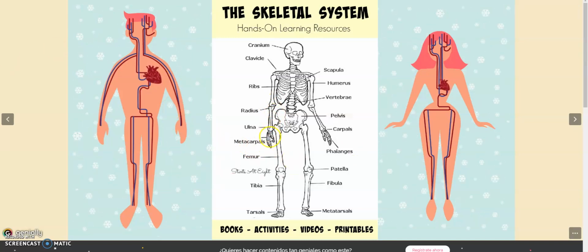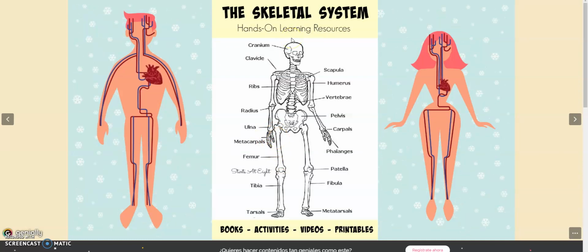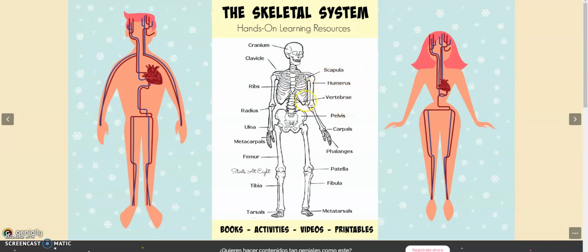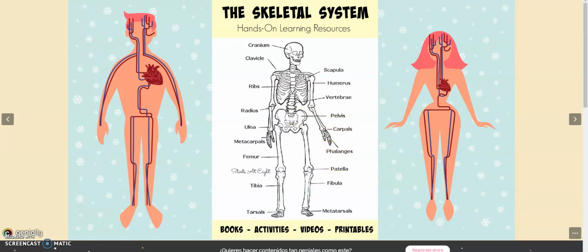The metacarpals, here, these ones, and the femur. Sorry, femur, I'm sorry. The femur, this one, the longest bone in our body. Es el hueso más largo de nuestro cuerpo, the femur. Then the tibia and the tarsals. Then we have the scapula, the humerus, this one, the vertebra, here, the pelvis, the carpals, the phalanges, these ones, the phalanges, the patella, the fibula, and the metatarsals.